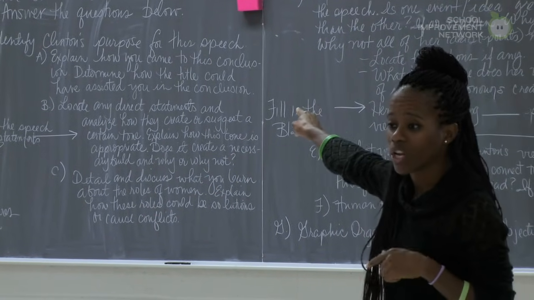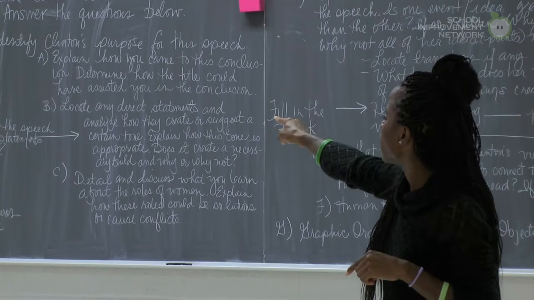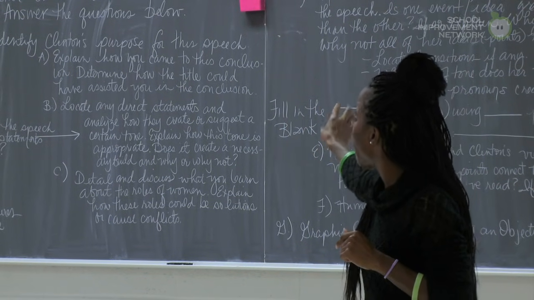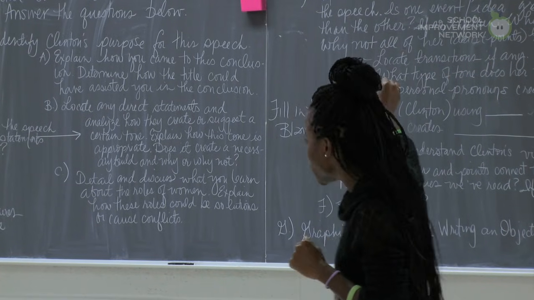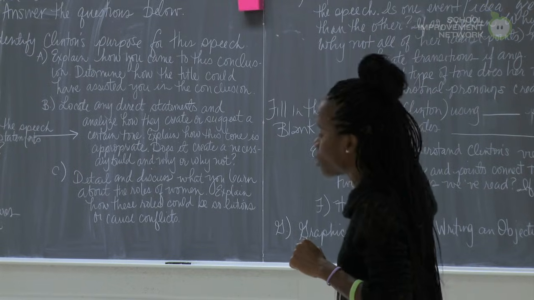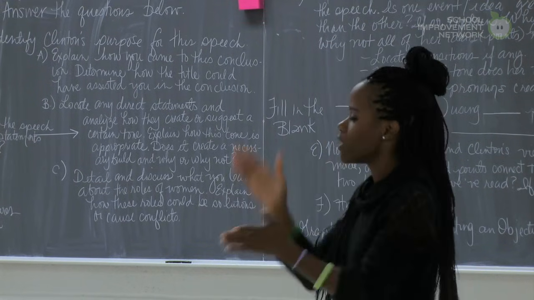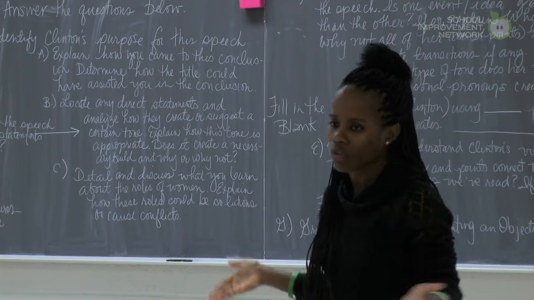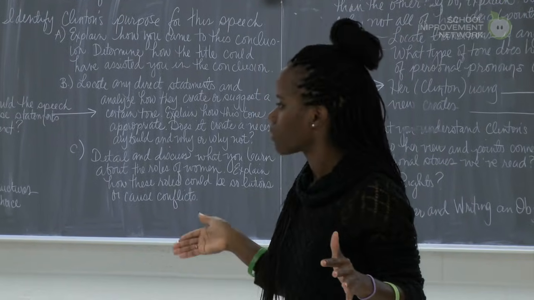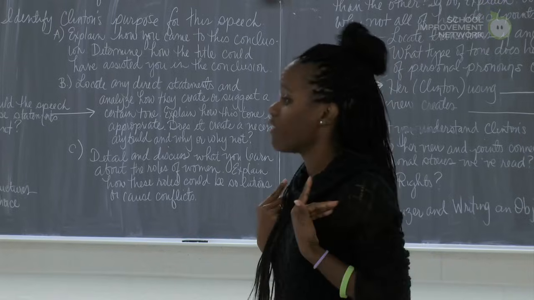We got questions that we need to answer. Number 1, identify Clinton's purpose for this speech. You got your alphabet. Explain how you came to this conclusion. Determine how the title could have assisted you in the conclusion. So you can't just say, well, this is my theme. What do you have to do? What have we been talking about since day 1? What do you got to provide? Textual evidence, because Ms. Jones won't believe you if you don't have evidence.